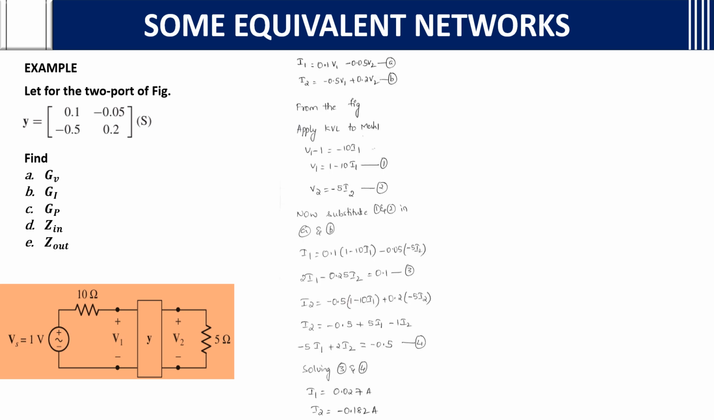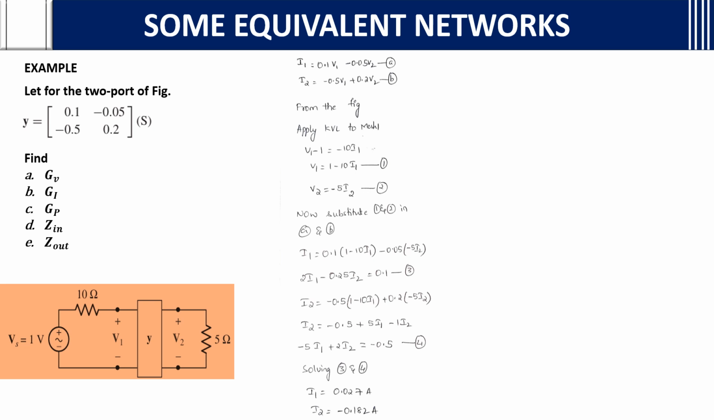Now using this you can write the equations: I1 is equal to Y11 V1 plus Y12 V2, where Y11 is 0.1, Y12 is minus 0.05, and I2 is Y21 V1 plus Y22 V2, where Y21 is minus 0.5 and Y22 is 0.2. As you know, these are the admittance parameters. So you can directly write the equations for I1 and I2 in terms of V1 and V2 this way.